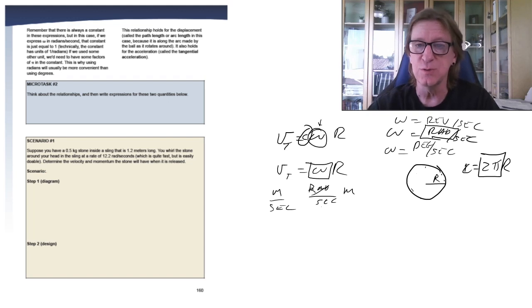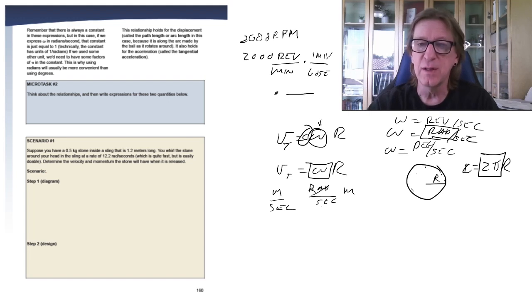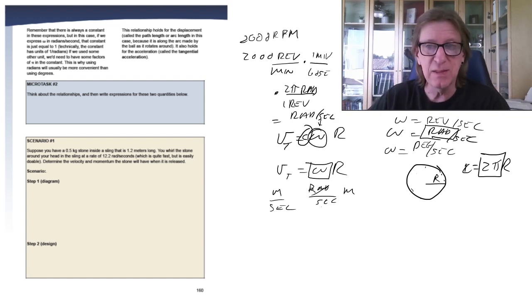So even if I told you that something was going at 2000 RPM, well, you remember from what we did last time, that's 2000 revolutions per minute. And if I want to convert that to radians per second, because I want to be in SI units, then I would have, well, 1 minute is 60 seconds, and then 1 revolution is 2 pi radians. And so then that will give me my answer in radians per second. And you're always going to want to do that conversion. So just make that a rule. Always convert everything into radians.